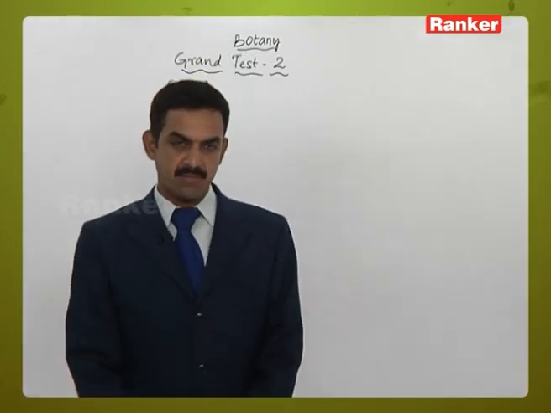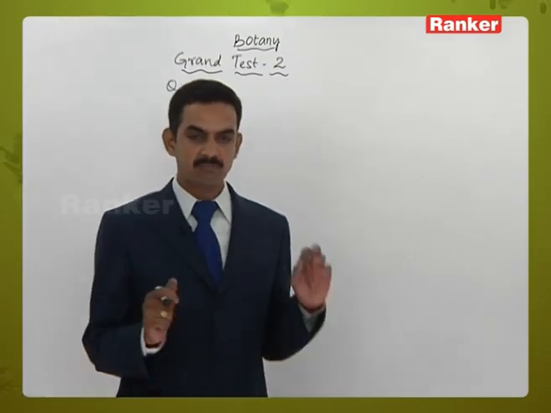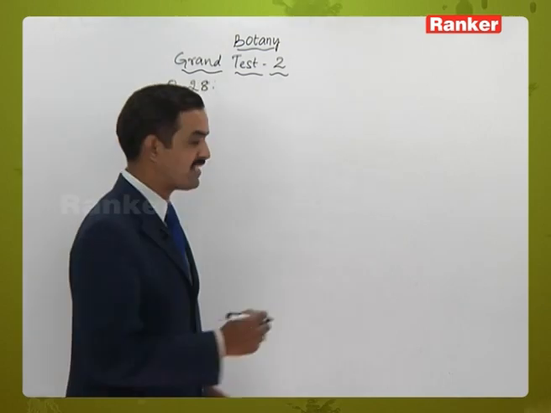Question number 28. Liliaceae members in which leaf modification and unisexual flowers are present? 1. Ruscus and Colchicum. 2. Asparagus and Smilax. 3. Smilax and Ruscus. 4. Asparagus and Ruscus. Okay, here in all the options they have given some examples.